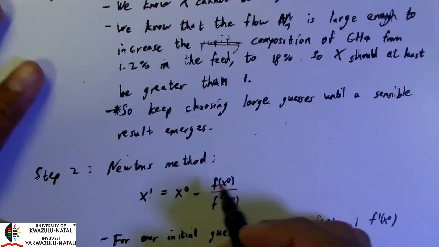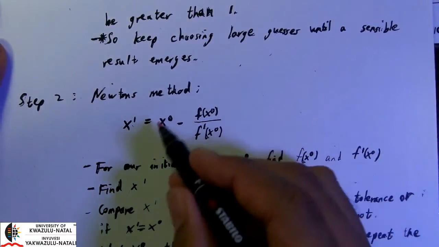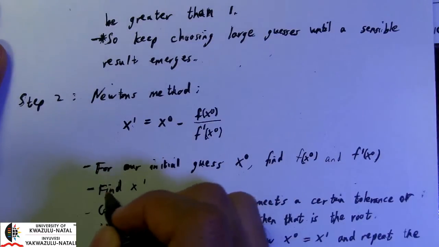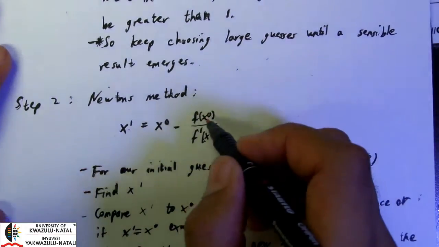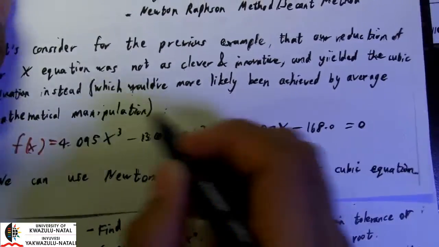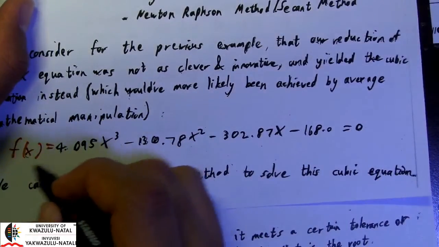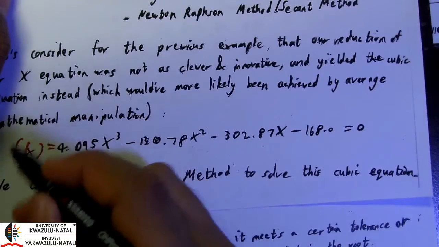So let's look at Newton's method, and this is the formula for Newton's method. For our initial guess, x naught, we need to find f of x naught. Okay, so whatever we chose to guess, we need to find f of x. And we also need to find the derivative of f of x.